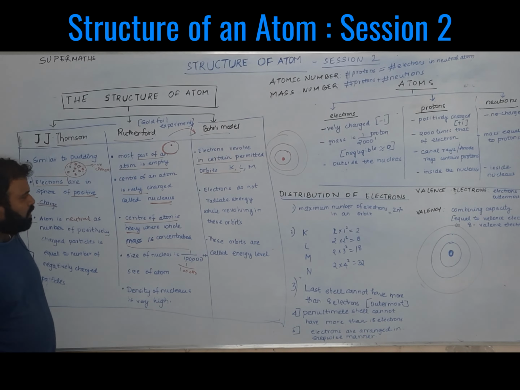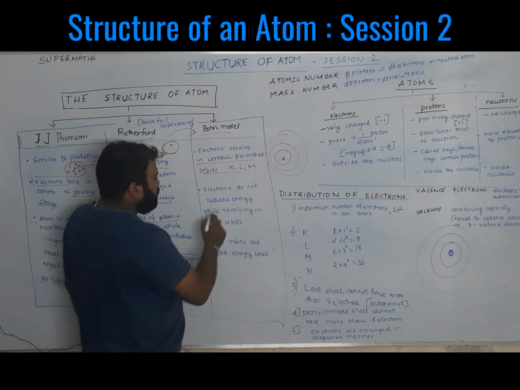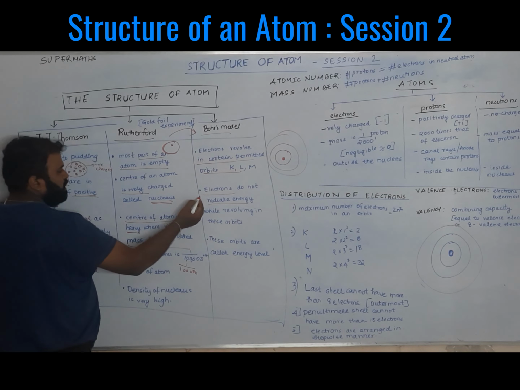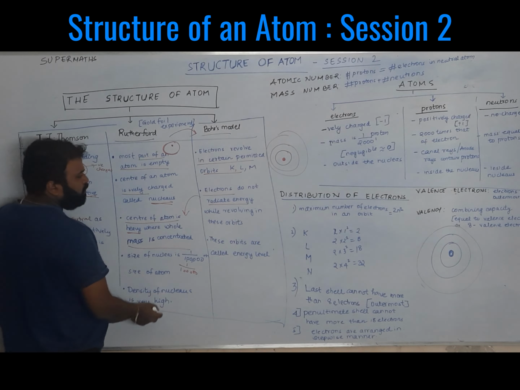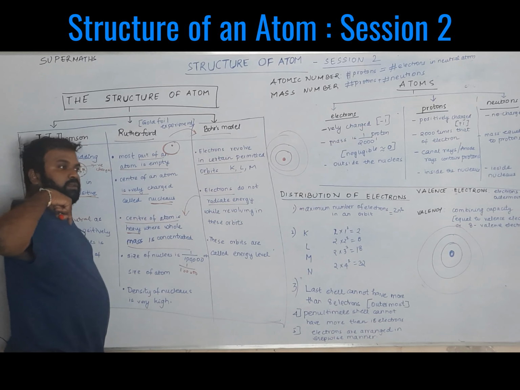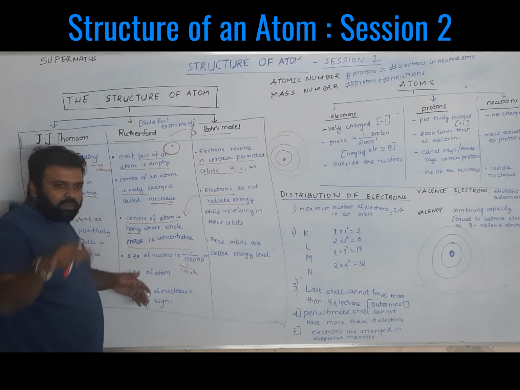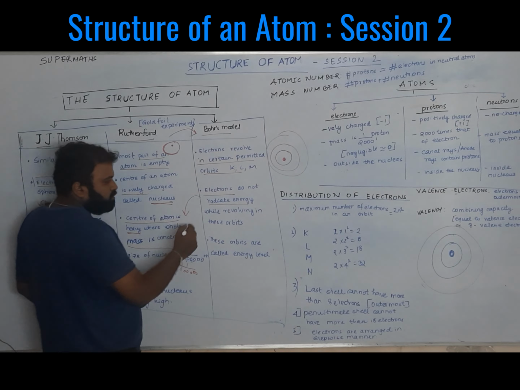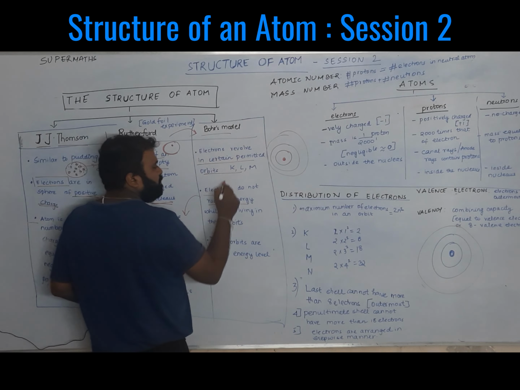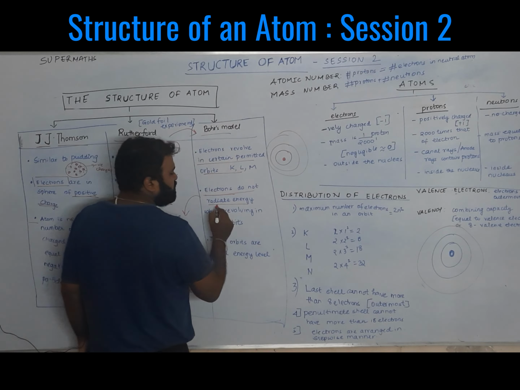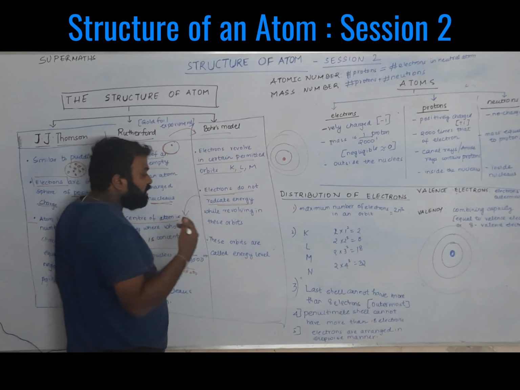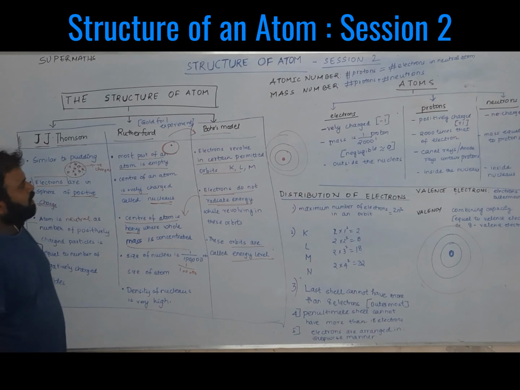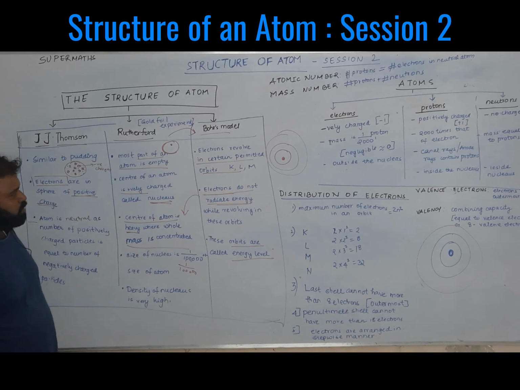Then, electrons do not radiate energy. This is the reason why this model failed. By this model, electrons should radiate energy while revolving in orbit, but they don't. Since they are revolving in certain permitted orbits, it's not necessary that they radiate energy. And these orbits are called energy levels. That is what Bohr's model talks about.